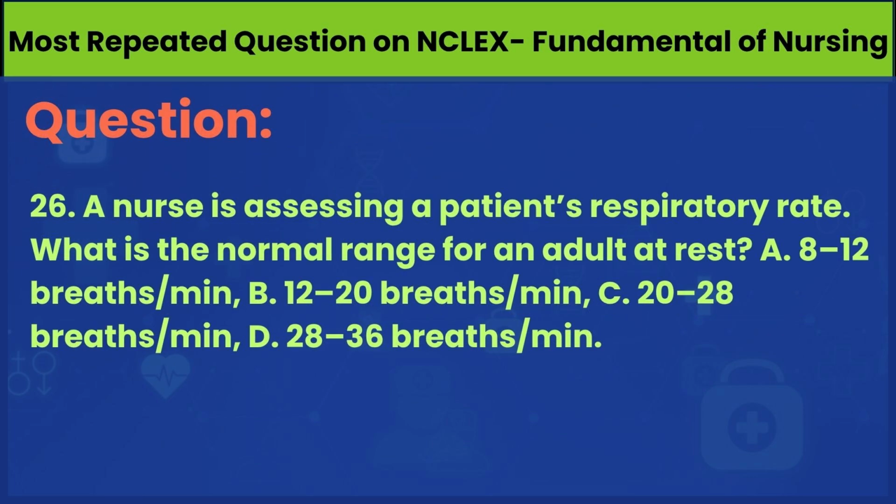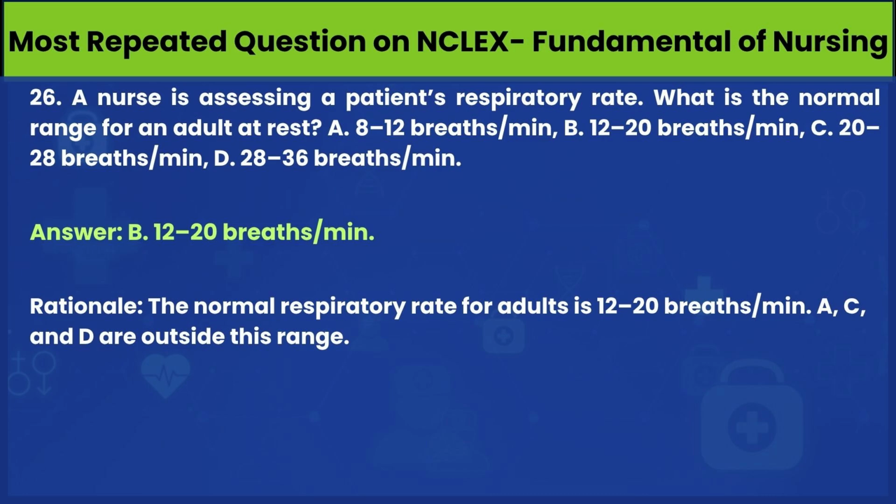26. A nurse is assessing a patient's respiratory rate. What is the normal range for an adult at rest? A. 8 to 12 breaths/min. B. 12 to 20 breaths/min. C. 20 to 28 breaths/min. D. 28 to 36 breaths/min.